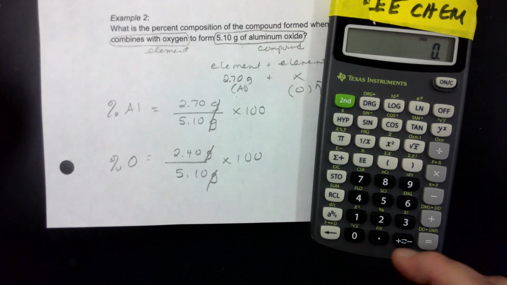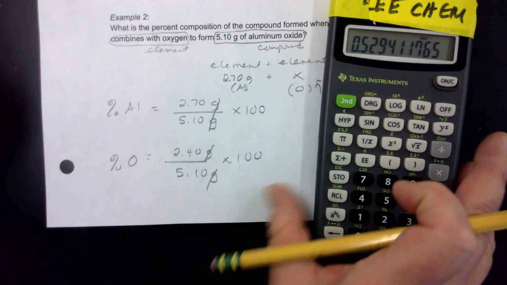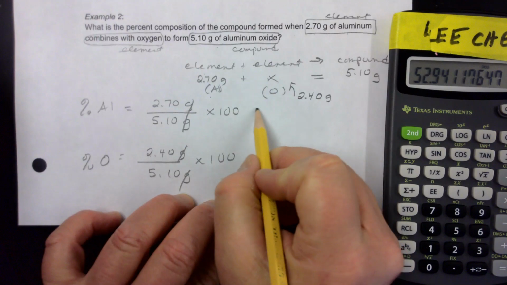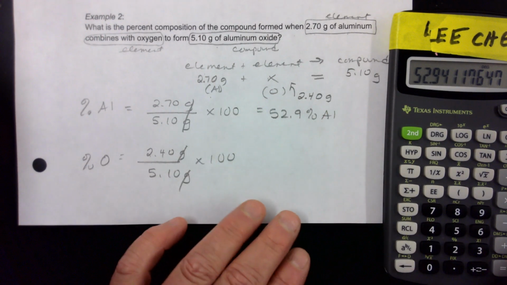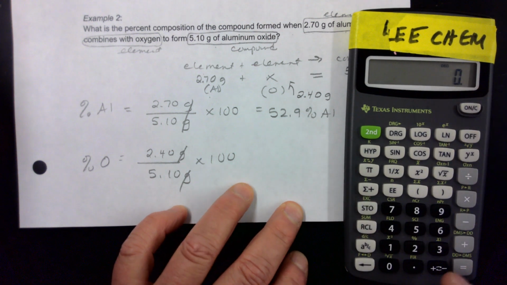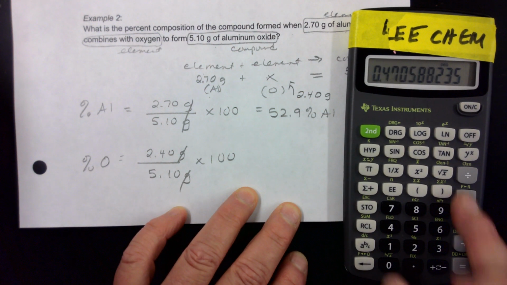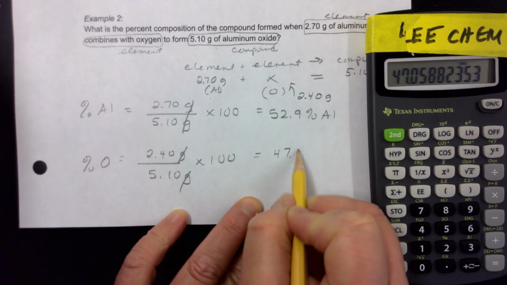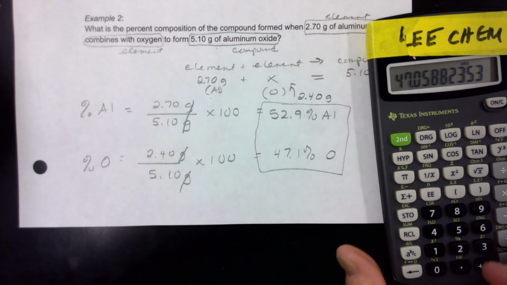Doing the math for aluminum, 2.7 divided by 5.10, multiplied by 100, we're going to get 52.9%. Let's go ahead and label that as aluminum so we're keeping track of which element is which. 2.4 divided by 5.1 times 100, so I get 47.1% oxygen. So there is my percent composition for that compound.